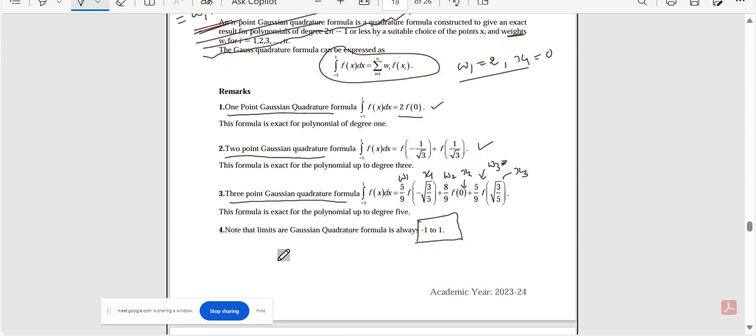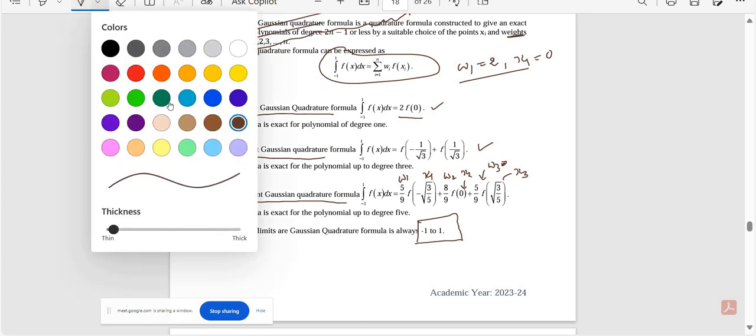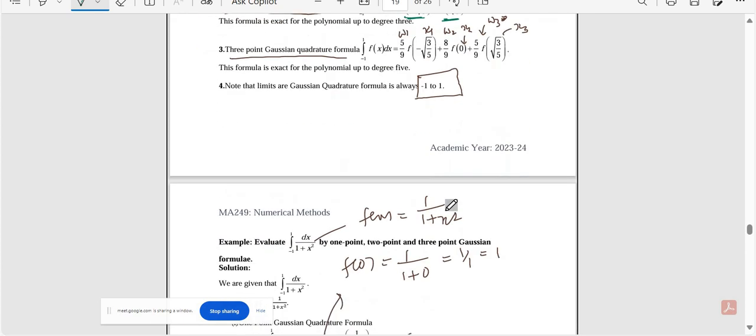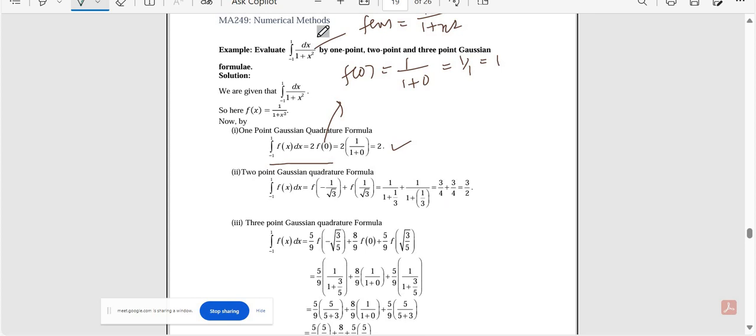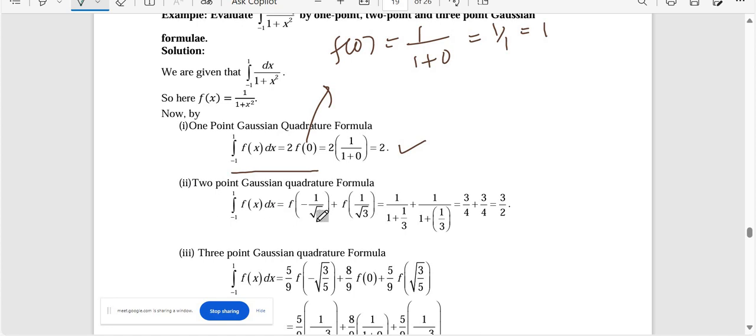Now in 2-point, if you want to find the 2-point Gaussian quadrature formula, then you have to find only two things. Which are they? f of minus 1 by root 3 and f of 1 by root 3. You can see here for the 2-point Gaussian quadrature formula, I am zooming it. So the integral from -1 to 1 of f of x dx, this is our formula, f of minus 1 by root 3 plus f of 1 by root 3.